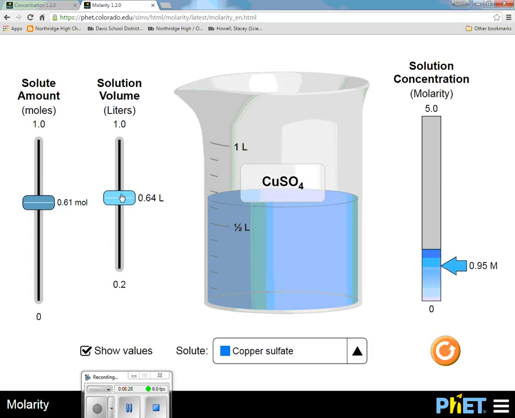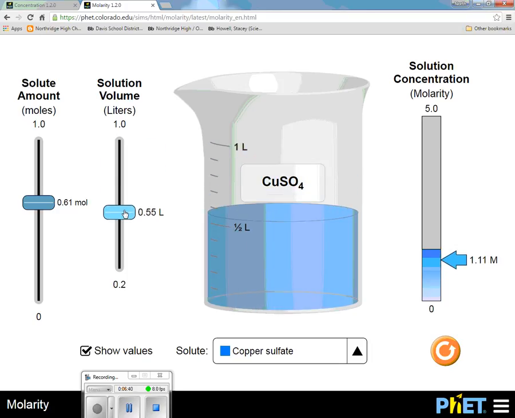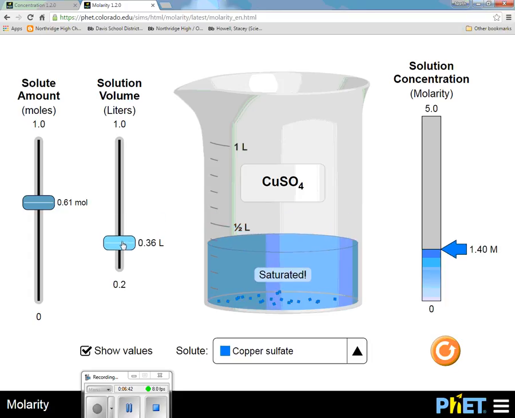So my molarity, notice my molarity here is changing. Notice the number. As I get weaker, my molarity does what? It becomes smaller. As my molarity gets more saturated, it gets more. Now notice, as I get more and more saturated, does it move? No. So once I hit that saturated point, that's as much as I can get into solution.